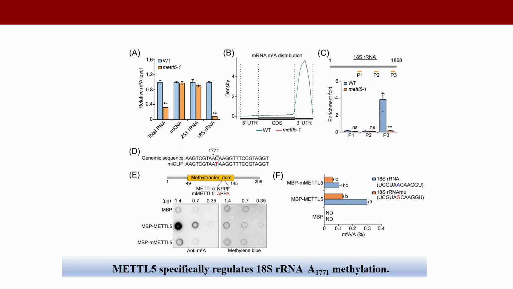A modified MeRIP approach identified a C to T transition following A1771 in 18S rRNA, suggesting that A1771 is modified. In vitro methylation assay confirmed that METTL5 exhibited methyltransferase activity toward this 18S rRNA fragment. A catalytically inactive METTL5 variant showed greatly impaired catalytic activity on 18S rRNA.